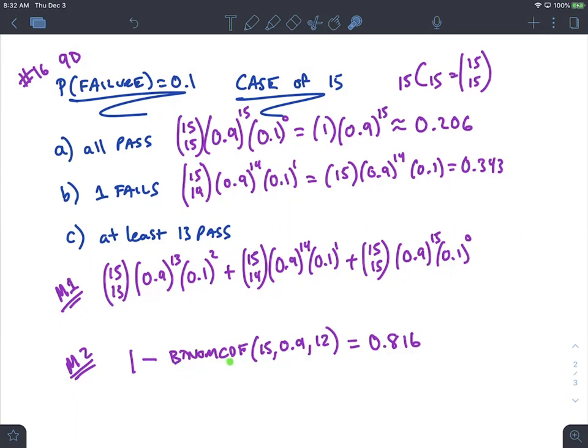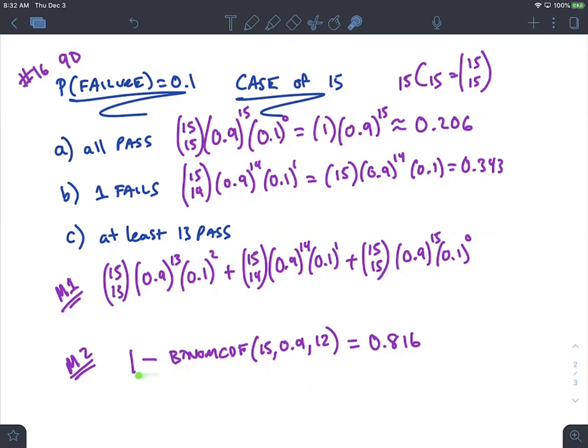So that's what Binom CDF does in the calculator. By the way, this is not really work. This is just the buttons you press in your calculator. This isn't the work you'd show in the paper. That is the work you'd show on the paper. But in order to make it faster for you, you don't have to calculate that all out. You can use your calculator in this way.